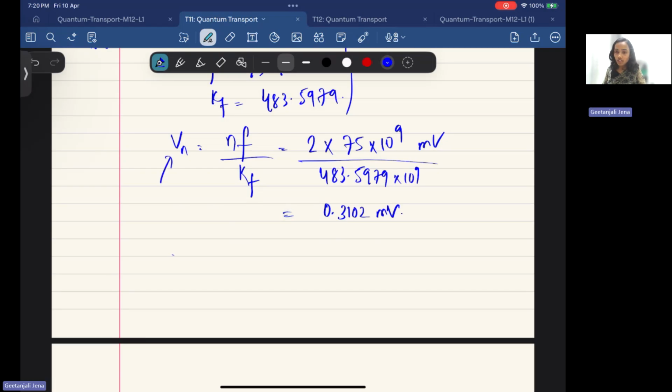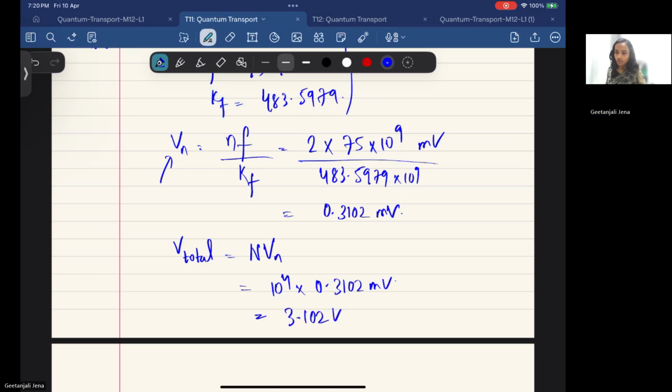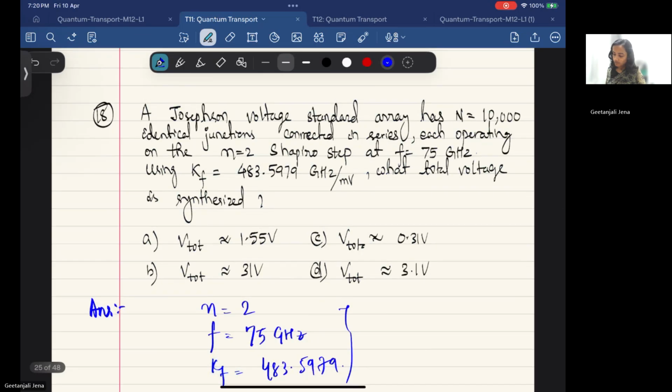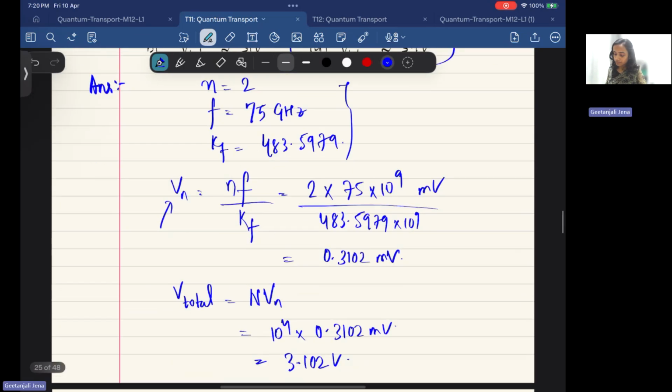Now we have 10,000 voltage standards connected in series. So the total voltage we can write as N times Vn, which is 10,000 times 0.3102 millivolt. So this will give 3.10 volt. So option D is the answer.